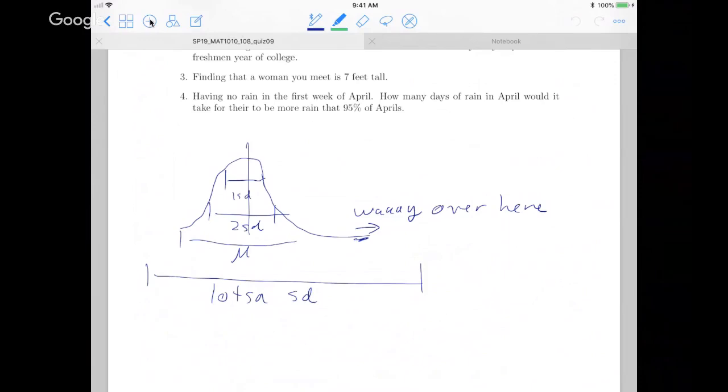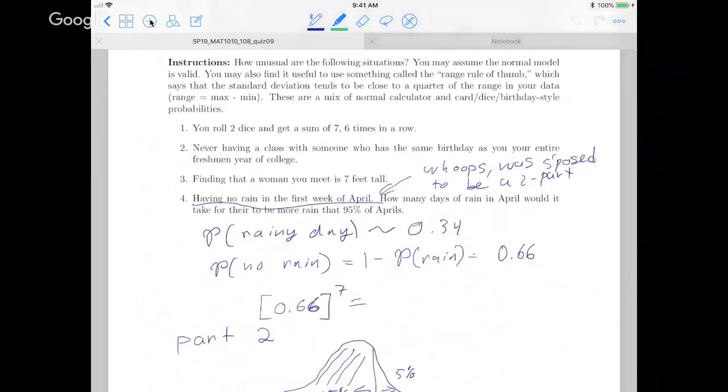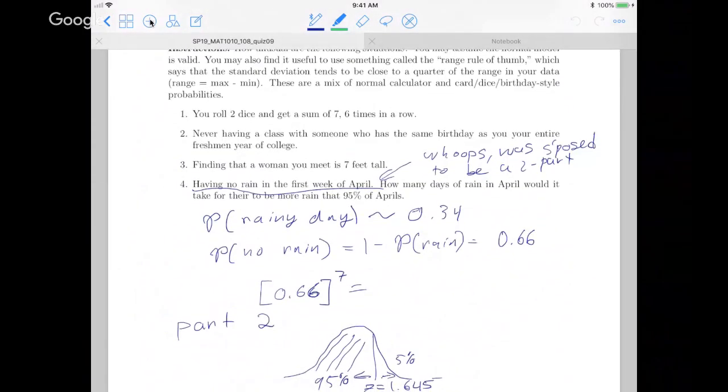Okay, the rain in April problem. I realized that half of my sentence disappeared when I was typing this up. It was supposed to be a 2-part question. The idea was, what's the chance you have no rain in the first week of April? So 7 days straight, no rain.